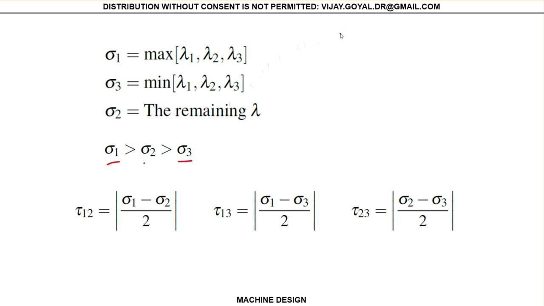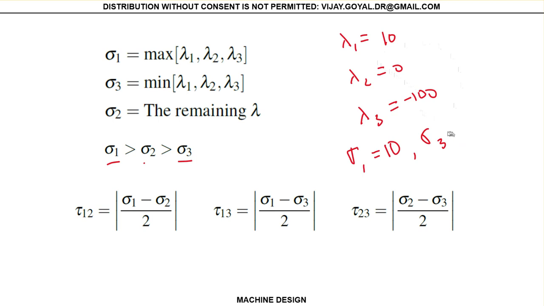So let's say as an example, I got lambda 1 equal to 10, lambda 2 equal to 0, lambda 3 equal to minus 100. So sigma 1 is going to be the maximum of this. Remember, minus 100 is the minimum because it's negative. So yes, you take into consideration the sign. So sigma 1 is 10. Sigma 3 will be the smallest of these, that will be minus 100. And then sigma 2 will be the remaining, which is 0. Okay? That's how we will always use this.